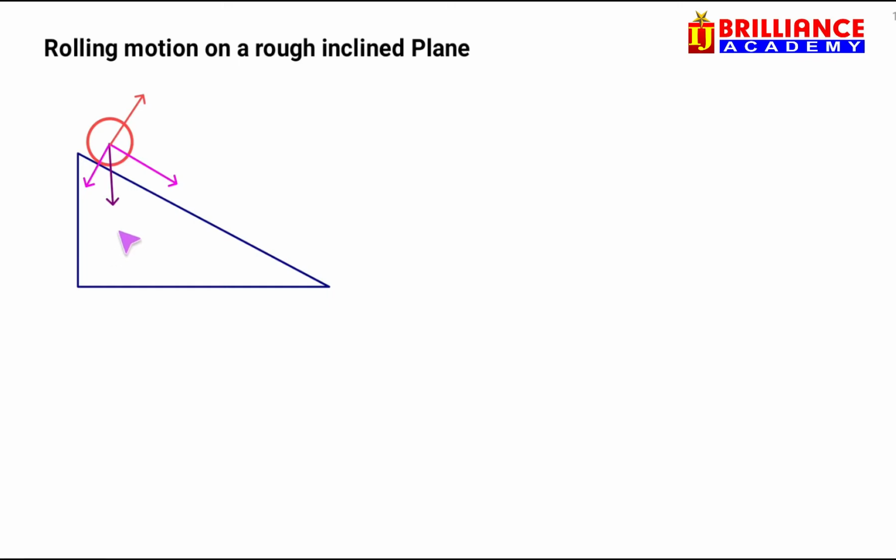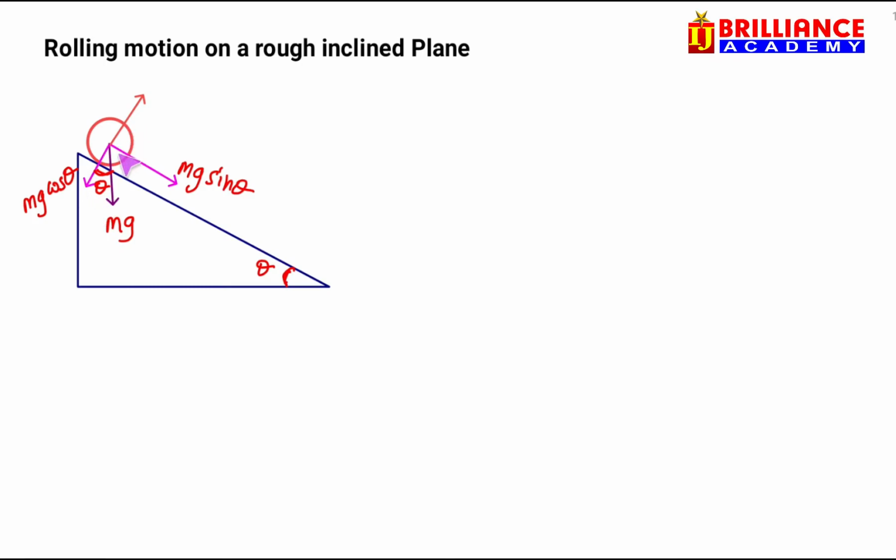You know very well, weight acts down. So weight is the force which is acting down. And see, this angle is theta. If this is theta, this will be theta. So now I can resolve this mg, that is weight, into its components. So I can write this portion. This will be mg cos theta, this one, and this will be mg sin theta.